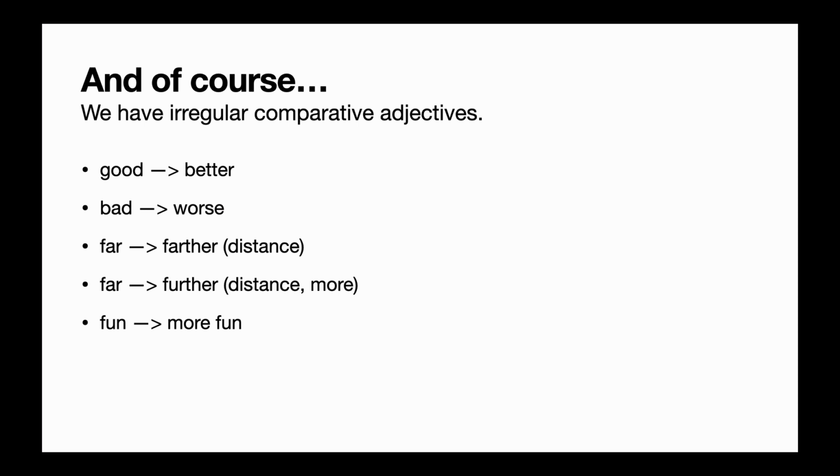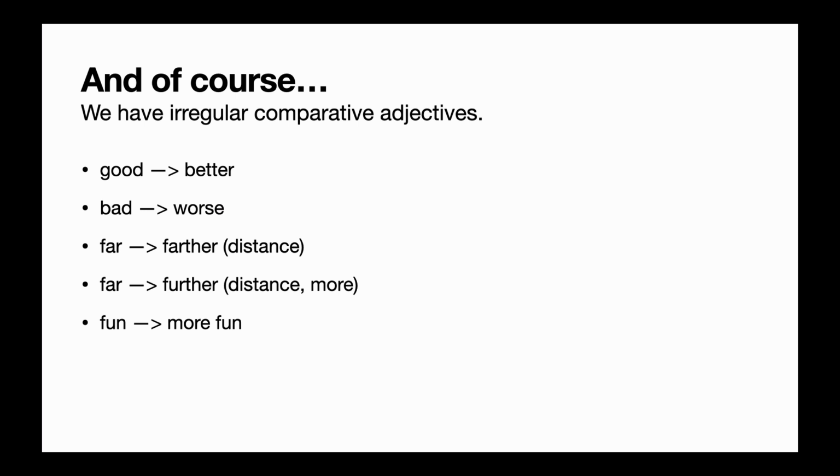Okay, and of course, we do have some irregular comparative adjectives. So good, we don't say gooder, we say better. And bad, we don't say badder, we say worse. And then far, we say farther instead of farer. That's basically for pronunciation purposes. And we also can say further.